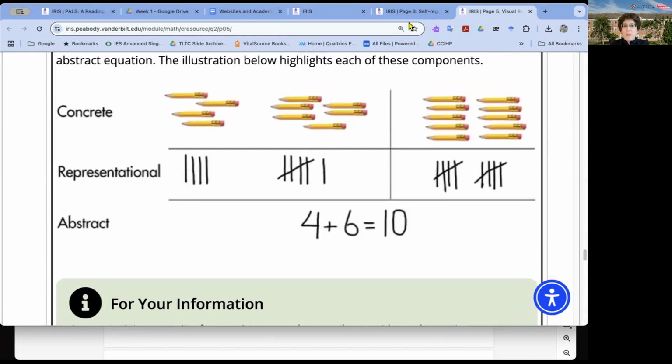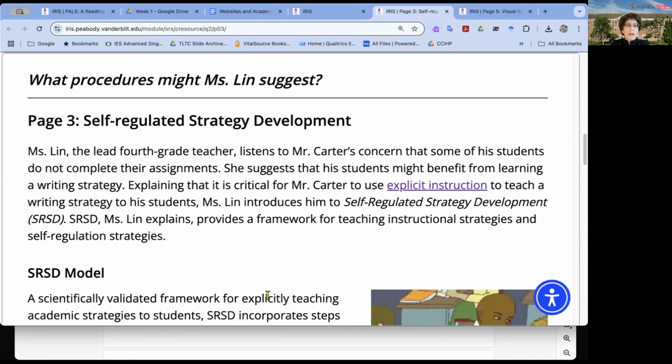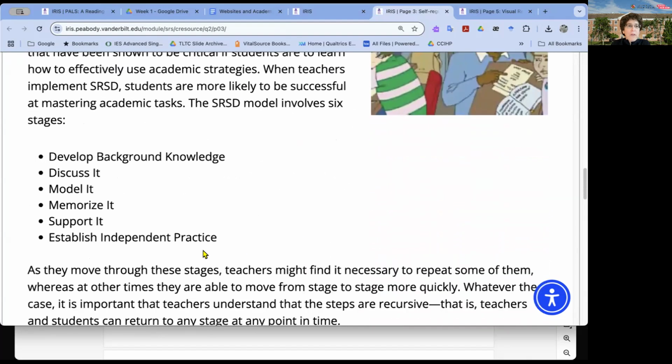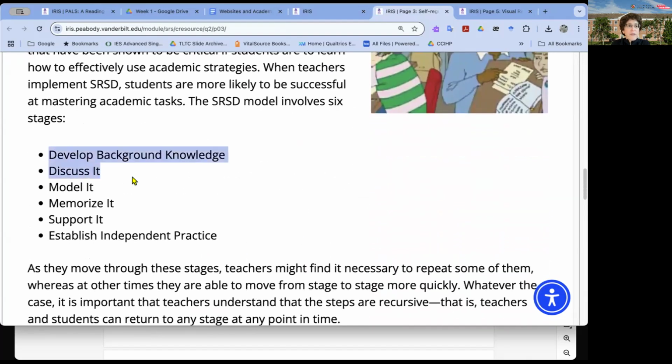And because some of you are not going to be as interested in math, I'm going to go to writing. Writing is the one example that I've done so much work myself and I'm familiar with my colleagues, and it is self-regulated strategy development, SRSD. It's an instructional model where there's actually several stages of instruction. So it takes several days.